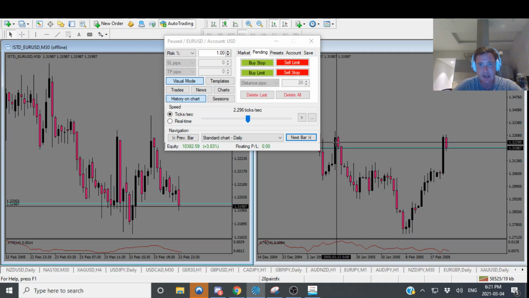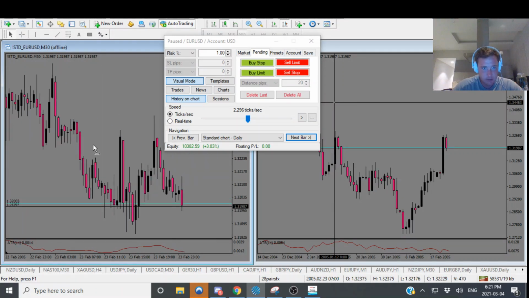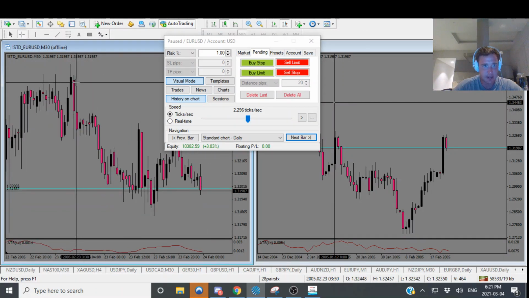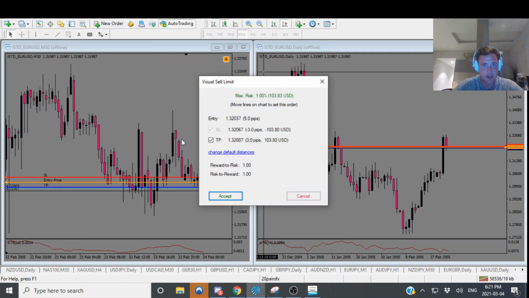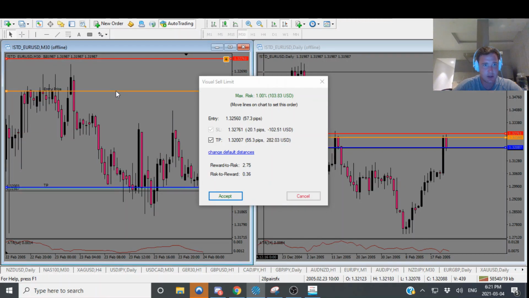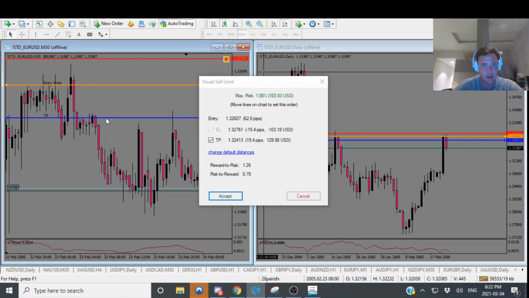Okay, we are now inside this area of supply right here. Let's go back and see if there was a setup. So I do like this little area of supply right up here. And so what I'm going to do is put a sell limit up there. I'm going to put it in the middle of the zone just because of how this formation of the candle is. I'm going to set it at 2 to 1.